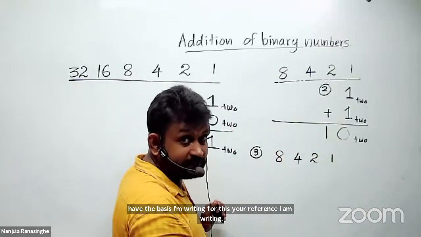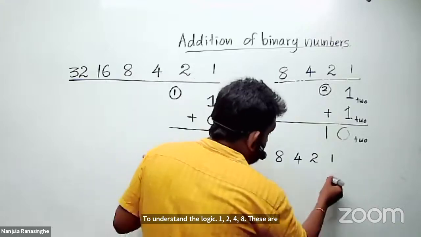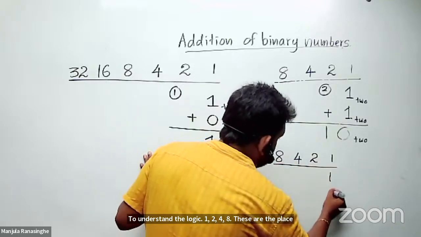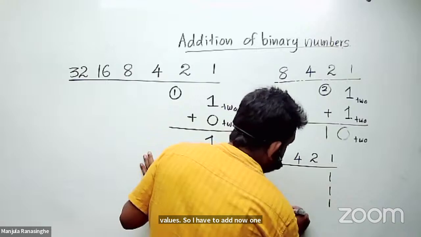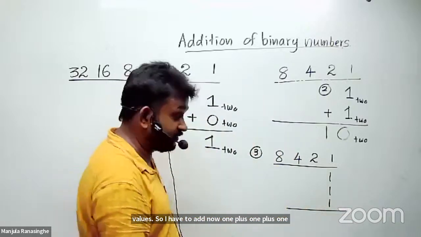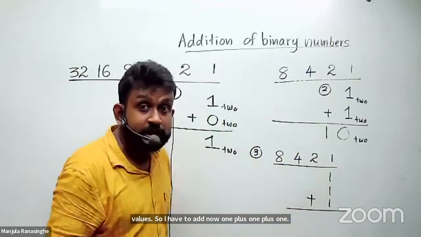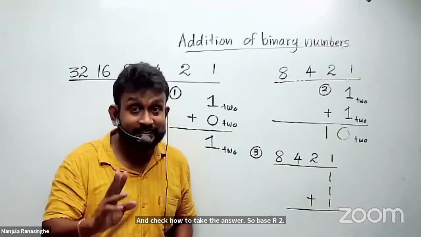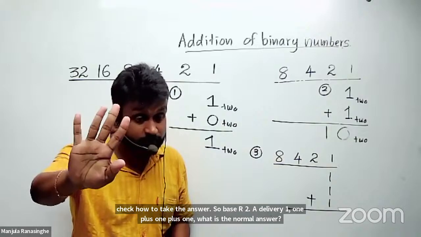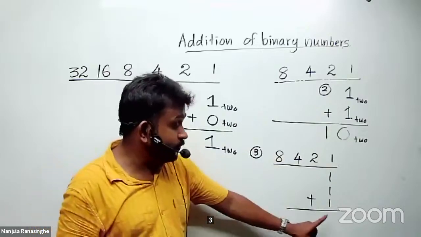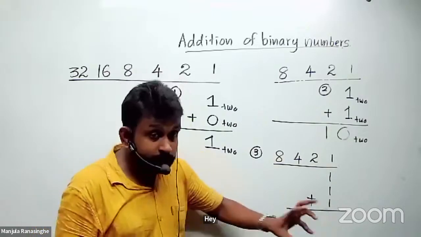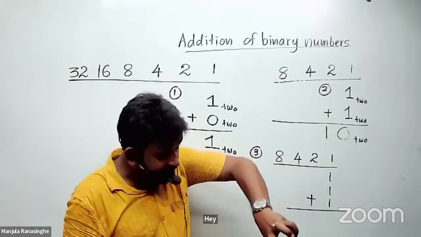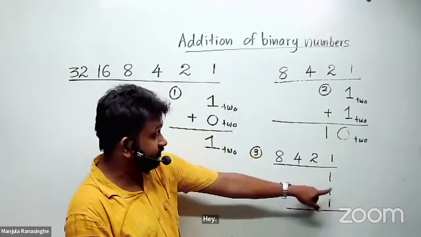1 2 4 8, these are the place values. So I have to add now 1 plus 1 plus 1 and check how to take the answer. So base 2. I ask everyone, 1 plus 1 plus 1, what is the normal answer? 3. But we cannot put 3 there. From the 3, we can bring 2's, 1 two, to the left side.